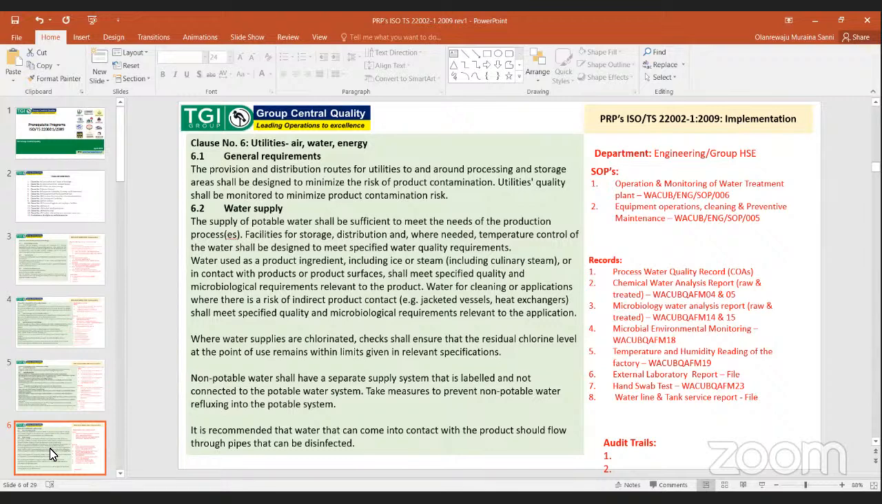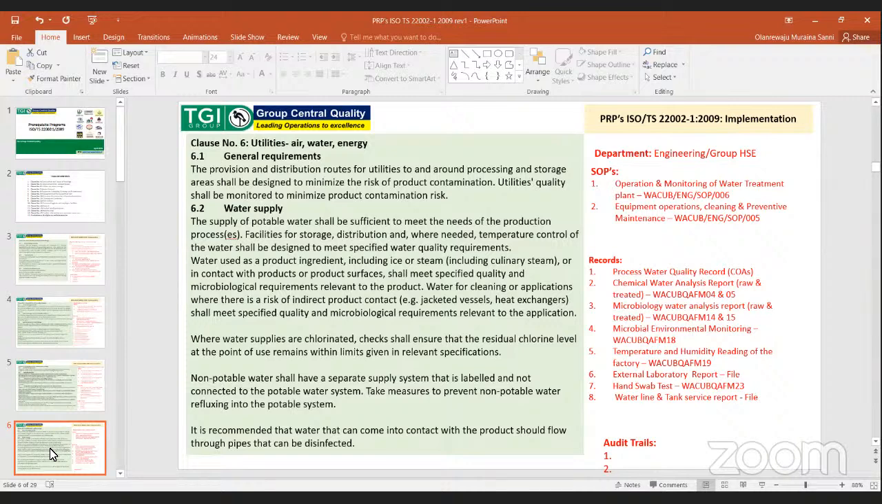So we have been able to identify some records too. We have the operation and monitoring of water treatment plants, which is engineering activities. We have equipment operation, cleaning and preventive maintenance, which is also engineering activities. We have records. We have process water quality records that are done by the Quality Assurance Department. We have chemical analysis reports, that is the raw and treated water. Then we have microbiology water analysis reports, that is WAKIF FM 14 and 15.